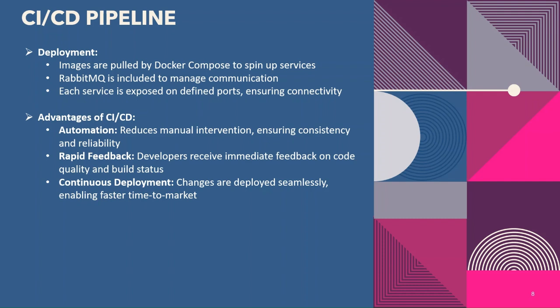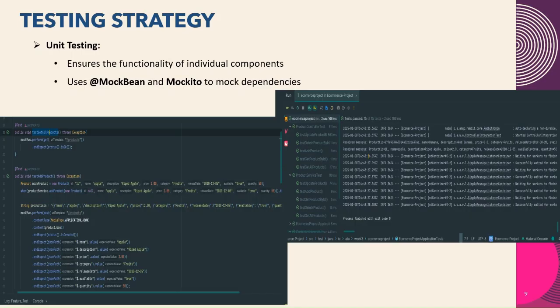Testing strategy. Unit testing is the cornerstone of ensuring application reliability. We focus on testing the functionality of individual components in isolation. Using tools like MockMvc and Mockito, we mock dependencies. This helps isolate business logic and ensures the tests run independently of external systems.